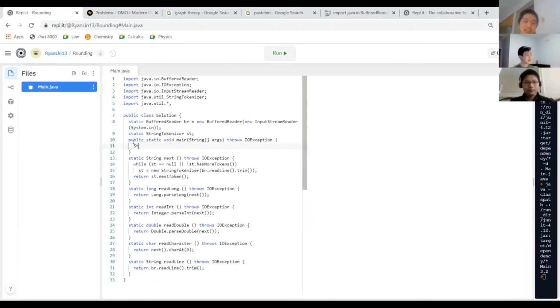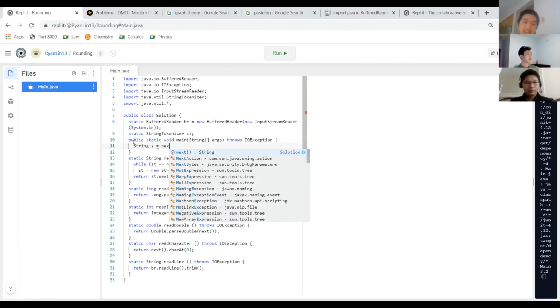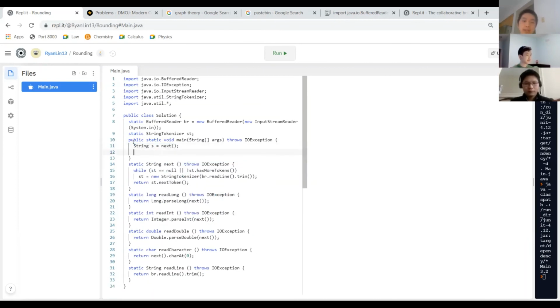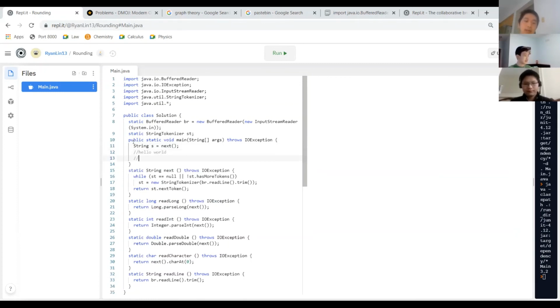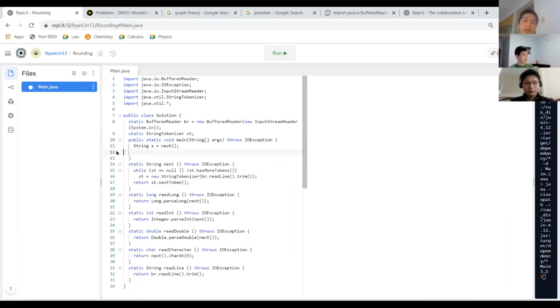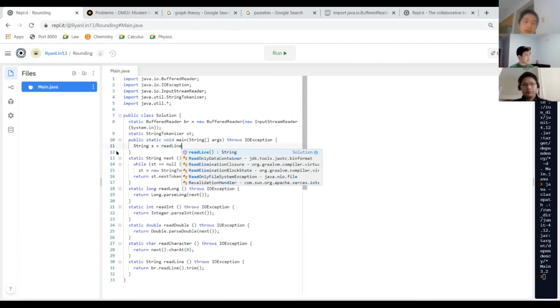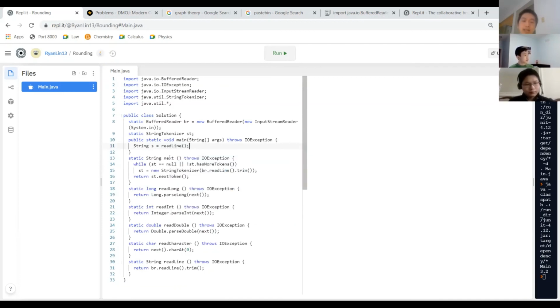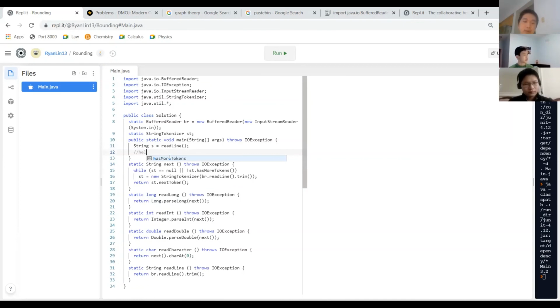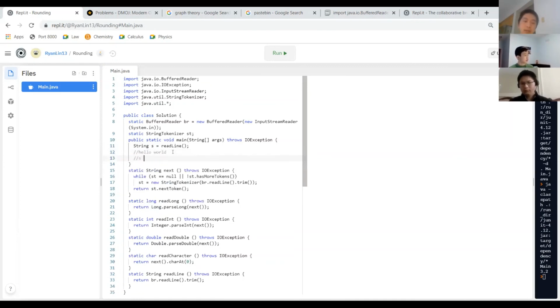If you want to read a string, you can do string s equals next. Next only takes the entire word. So if I'm reading something like hello world, s will only give me hello. So next just takes a word, all the way up to the white space. readLine would give me the entire line. So if someone inputs hello world, then s would be hello world.